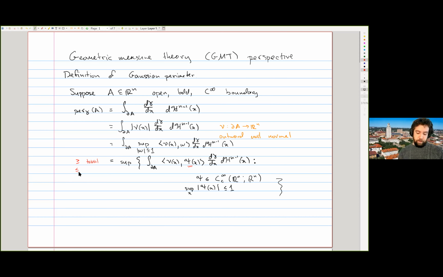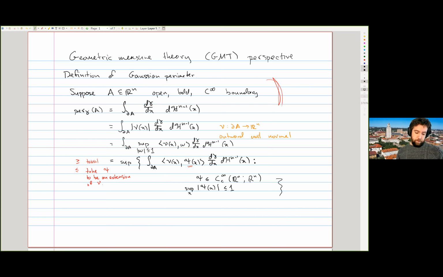But for this direction, to get equality, you just take psi to be an extension of the normal vector field. And because of the smoothness assumptions that I made at the beginning, I can take a smooth extension of the normal vector field. This is, I guess, using Whitney's extension theorem, which also has norm bounded by 1. And it also is compactly supported because my boundary is compact. Okay, so it's an equality.